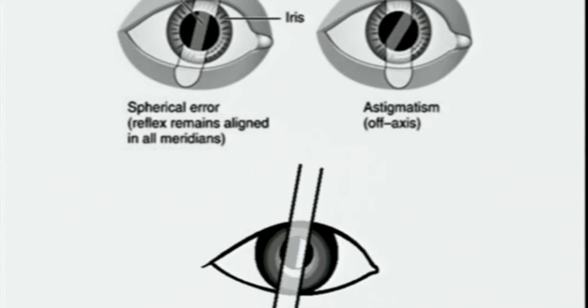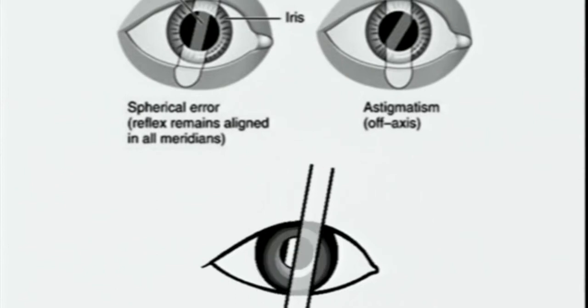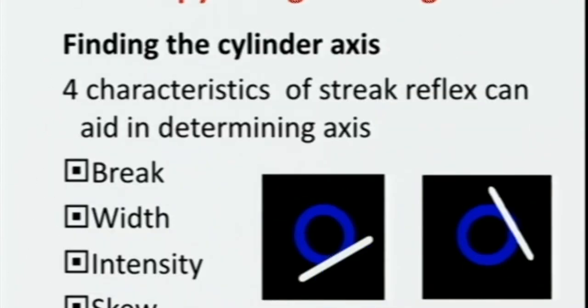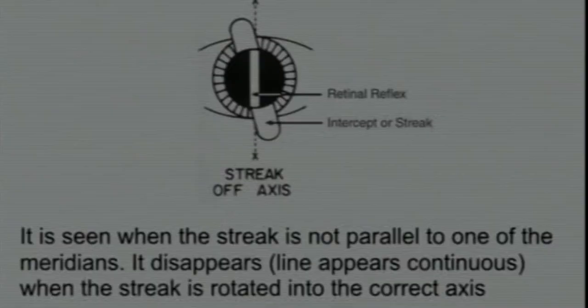Another thing would be, see, for the spherical power, whatever axis you keep, the beam and the image will be moving in the same direction, like the first one. But if you see the slit in one direction and the image moving in another direction, that means you are dealing with a cylindrical power or astigmatic power. So you have to see certain factors when you have an astigmatism. One would be the break, second would be the width, third is intensity and skew. I'll tell you what it is.